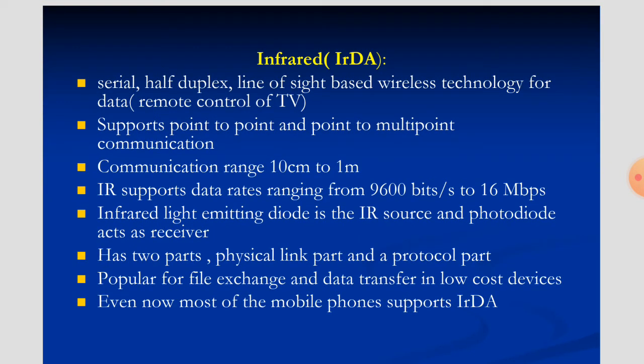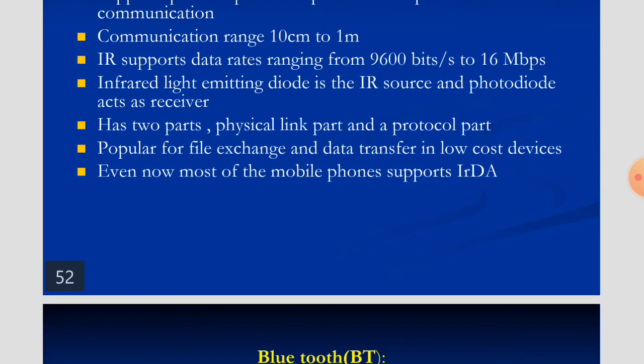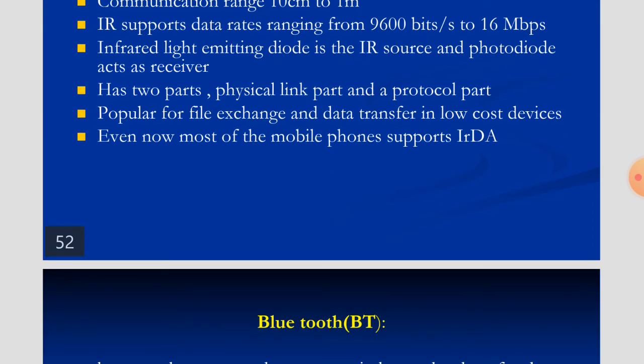Infrared IrDA is a serial half duplex and line of sight based wireless technology. The best example is the remote control of your TV. There you use infrared to communicate with the TV using the remote control. Again, it supports point to point and point to multi point communications, and here the range is limited. The communication range is 10 cm to 1 meter. It supports data rates from 9600 bits per second to 16 Mbps. Again, it has two parts: the physical link part and the protocol part. It is popular for file exchange and data transfer in low cost devices.